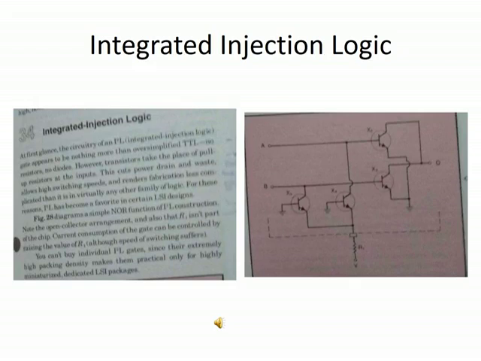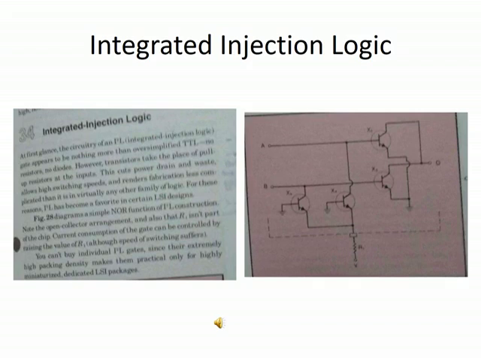To the main circuit, there are two additional devices. Another two transistors, H3 and H4, are connected to the supply and the bottom through the resistor and connected to the ground. So by providing those additional transistors, it can cut the power drain and the waste. By cutting the power drain and the waste, this is the integrated injection logic.